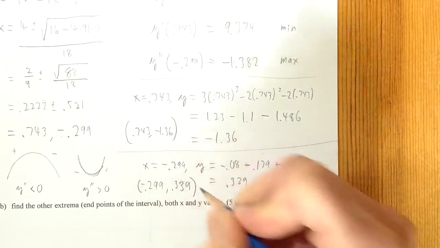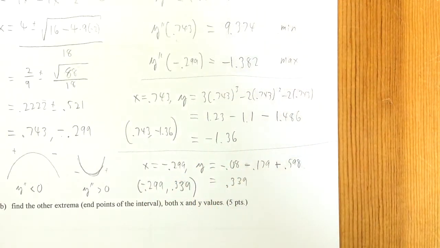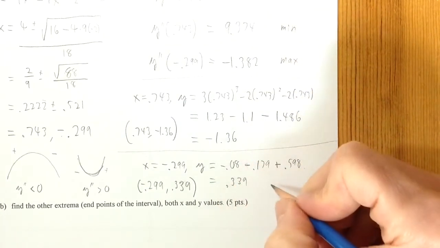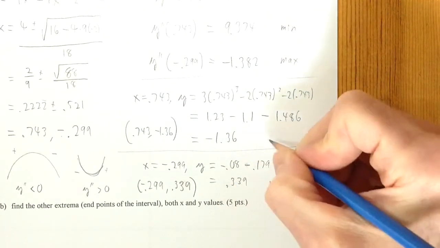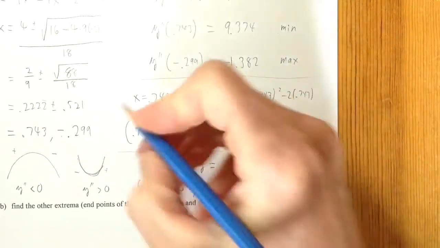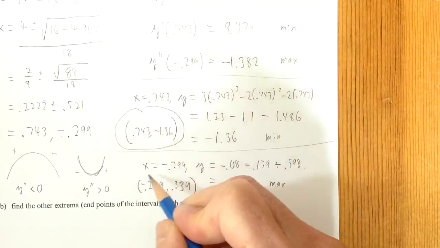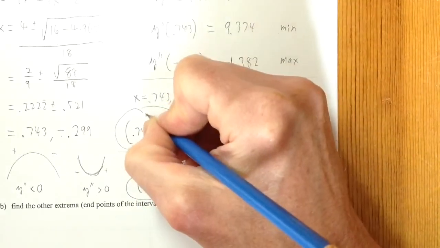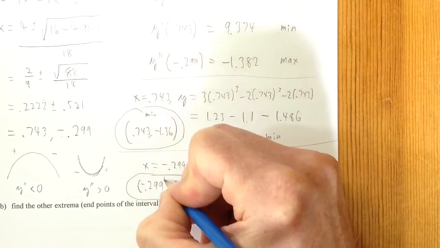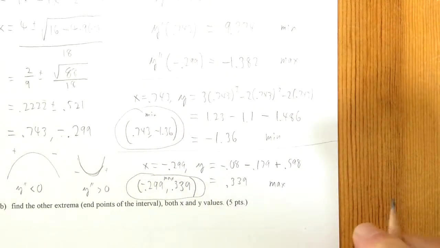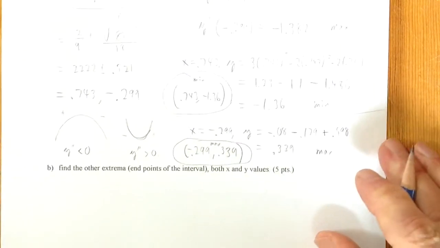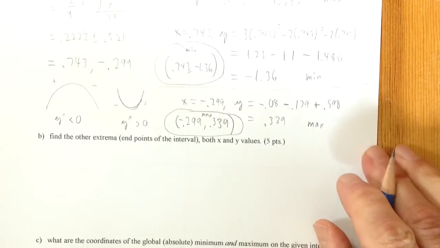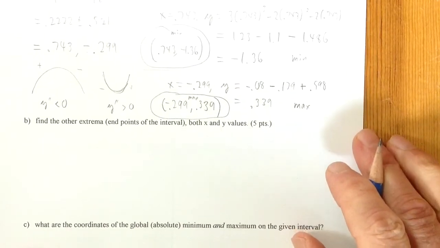This one is the max, and this is the min. Here I'll circle those so we can remember them for later. Those are the two points, and this is a minimum, and this is a maximum. Okay, that is the first part. These things take a long time. It's just a lot of work to go through all this, but that's okay.